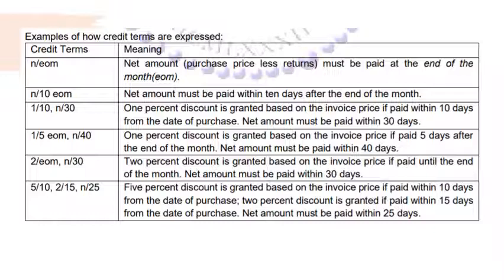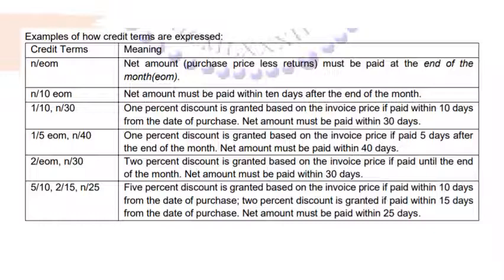Okay, so let's go back to the first two examples. What is the end of the month? For example, our month this time is September. So our end of the month is September 30. If it is N over EOM, regardless if we bought the item on September 1, September 3, September 20, September 15, or even September 29, we should pay the whole amount, deducted with the discounts, if any, within the end of the month.